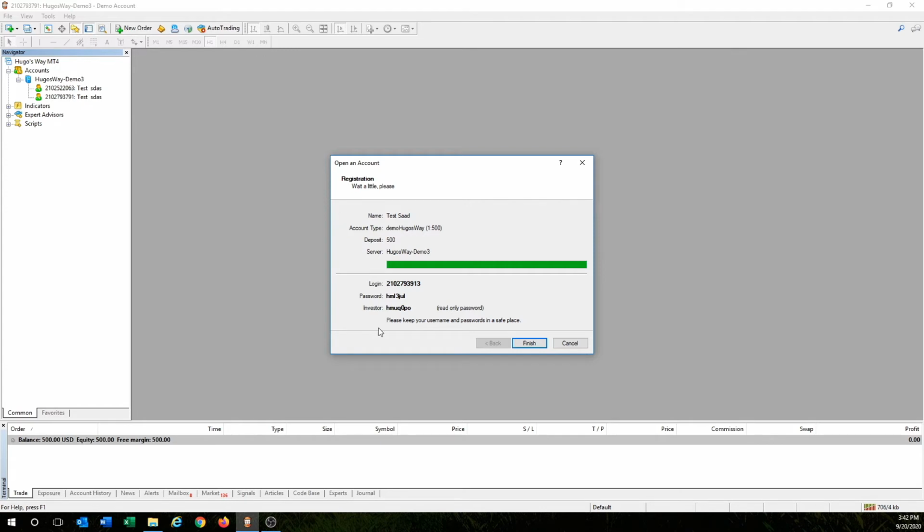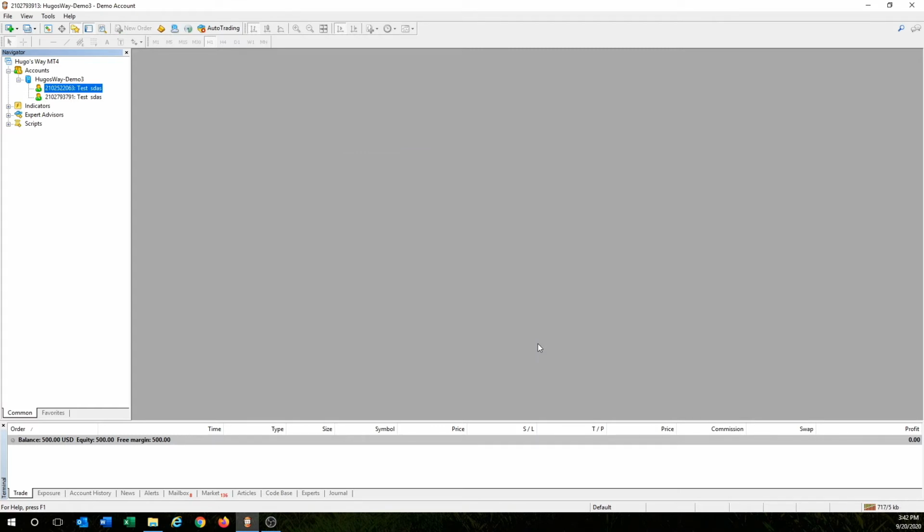And here it shows you a login. You want to write this down or copy it into a notebook. This is the same thing we got in our email. It's going to tell you our server. The server has to be Hugo's Way Demo 3, and it's going to give you a login and a password. You can write these down or copy them to a notepad, whatever you like. When you hit Finish, it's going to automatically log you in.